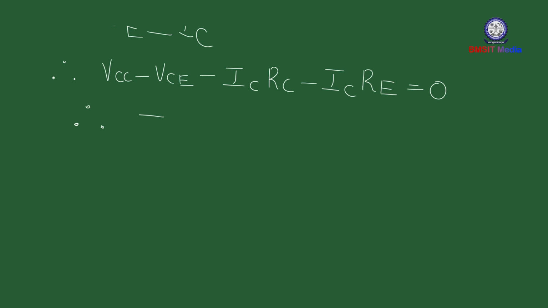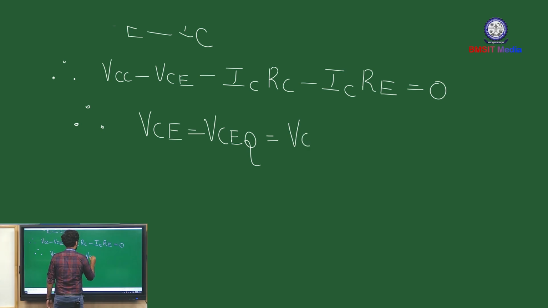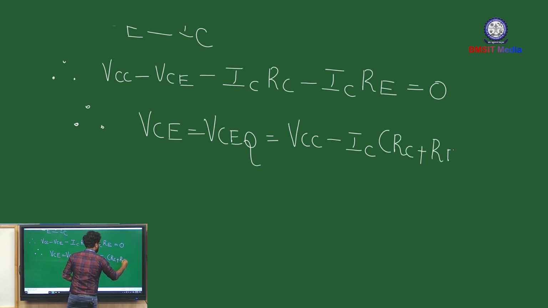Taking that into consideration, your KVL gets the following shape: VCC minus VCE minus, in place of IE you can write IC, and therefore you have minus IC RC minus IC into RE. So in place of IE we have substituted IC, and therefore the collector to emitter voltage VCE, which can also be considered as VCEQ, is equal to VCC minus the drop, IC RC minus IC into RE. You can keep IC as the common factor, then the sum of the total output resistance.